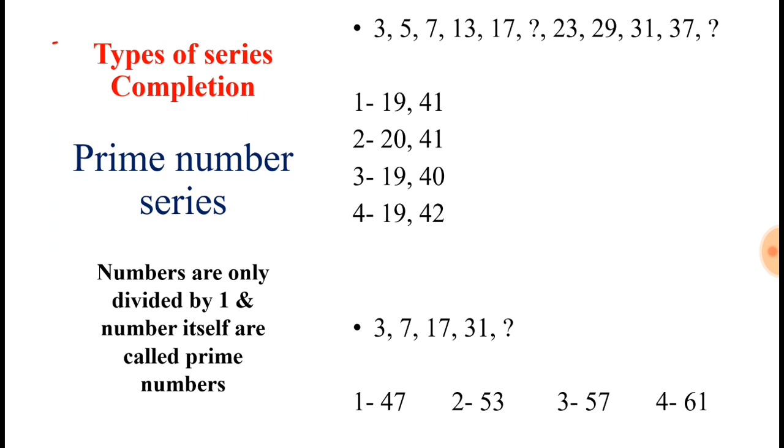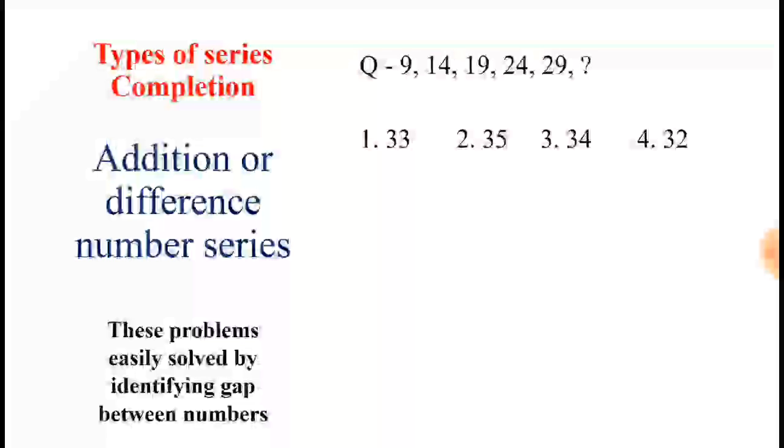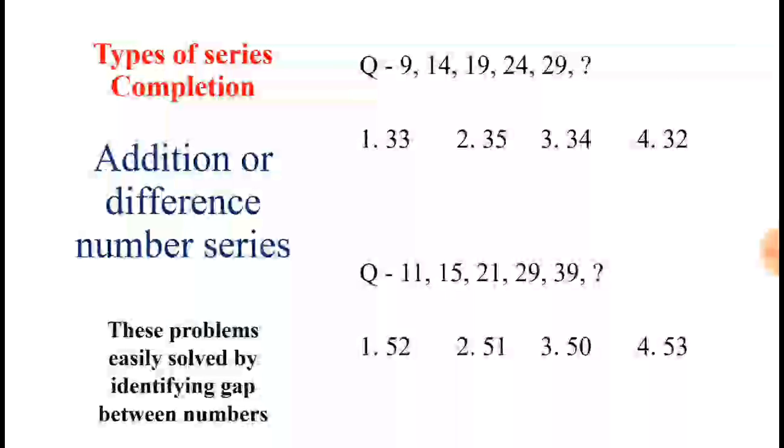So let's move to the next series, that is the addition or difference series. It is the simplest series. Here we need to just find the gap between numbers. So check the series 9, 14, the gap is 5. 14, 19, the gap is 5. 19, 24, the gap is 5. That means between every number there is a gap of 5. So 29 plus 5 is equal to 34. The answer is 3.